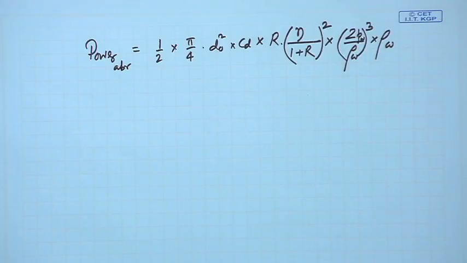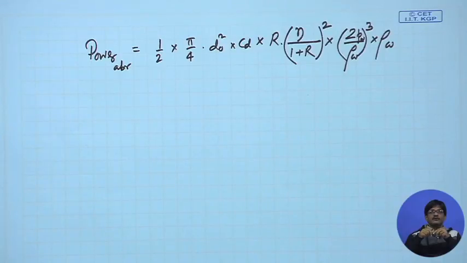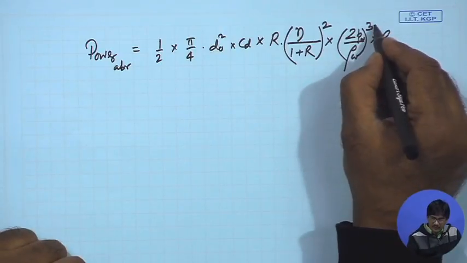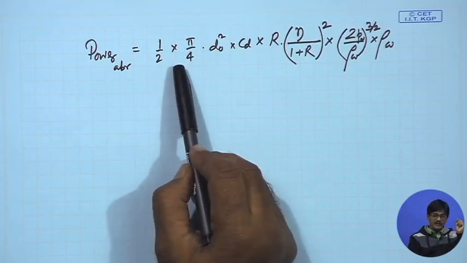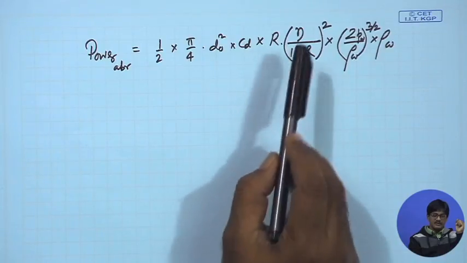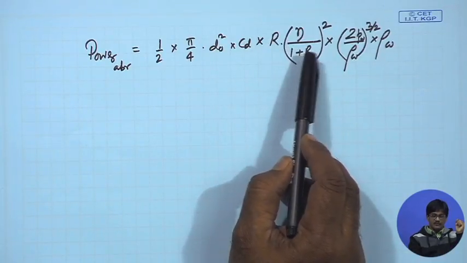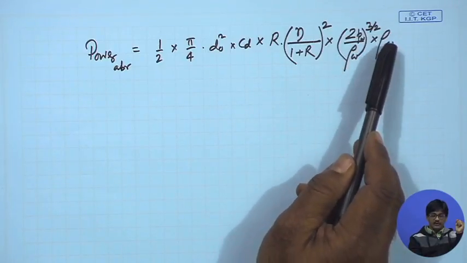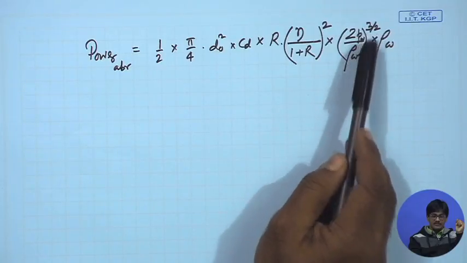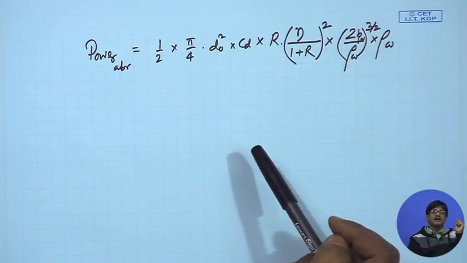That is it. So, now we can see that we are going to definitely have 2p to the power 3 by 2, because it is velocity cube and velocity square is equal to p. Therefore, after simplification, let us quickly now revert back. So, we are going to have pi by 8, d0 square C d eta square r into 1 plus r whole square into 2p to the power 3 by 2 divided by rho. Rho is here once and rho is here once and 3 by 2. So, it will be 1 by rho to the power half.